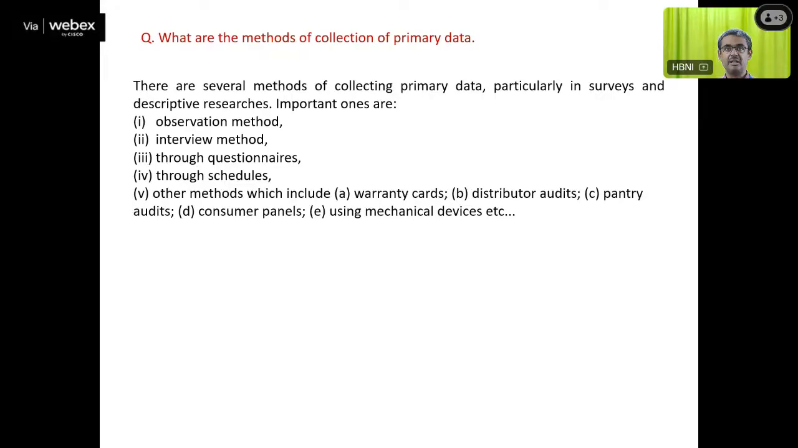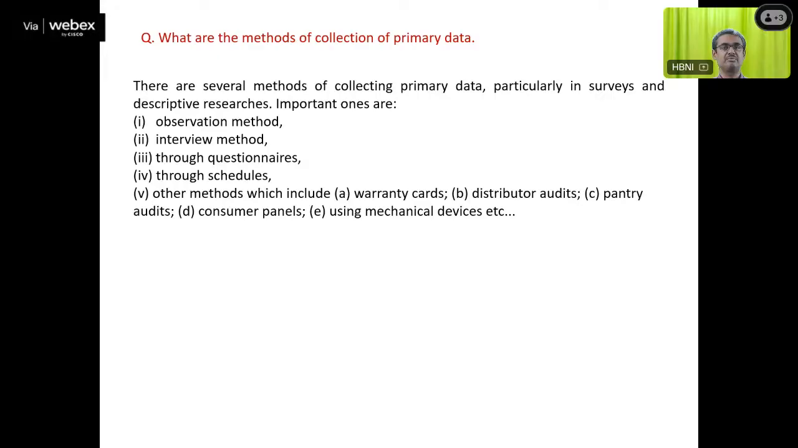Okay. Then we went into collection of data. So what are the methods of collection of primary data? There are several methods of collecting primary data, particularly in surveys and descriptive researches. Important ones are observation method, interview method, through questionnaire, through schedules, and other methods, right? There are 5 methods of collection of data.